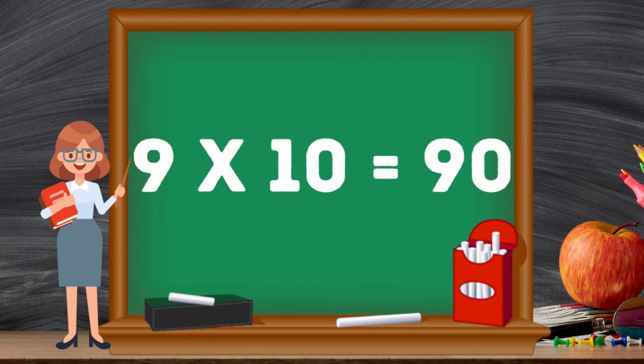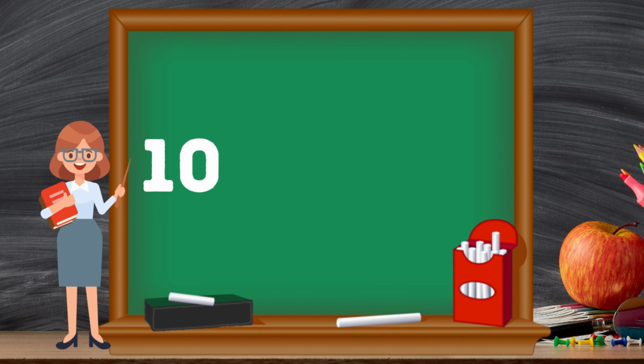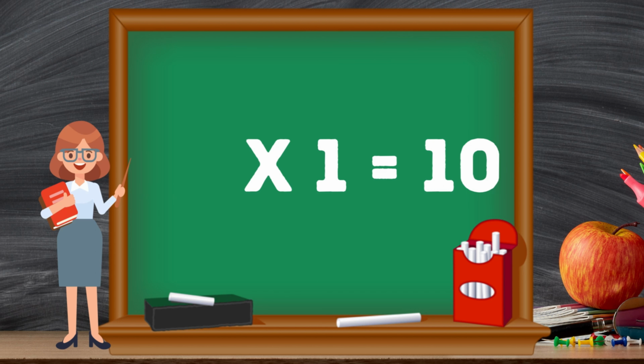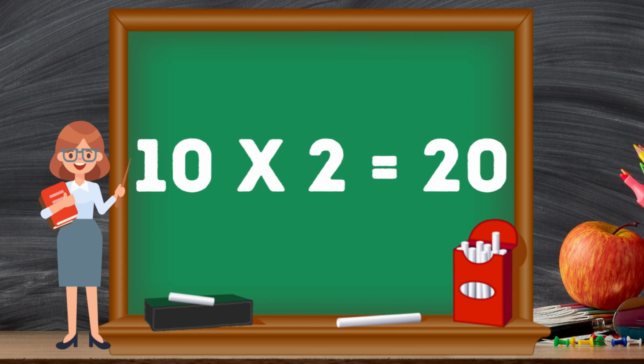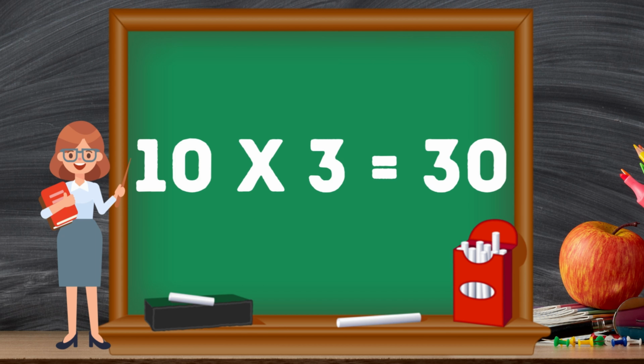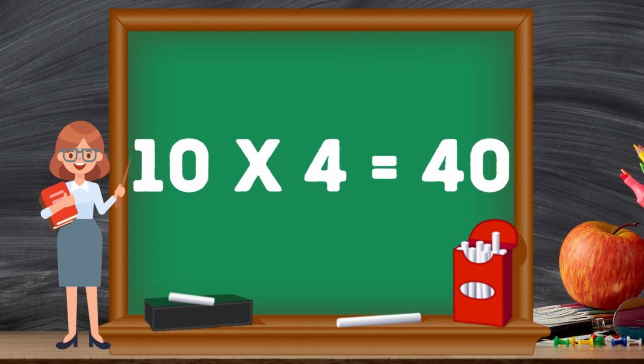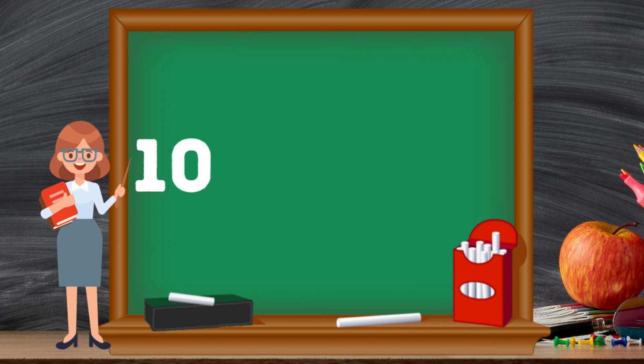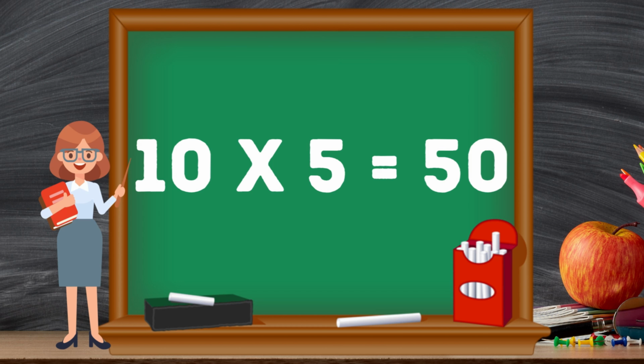Nine tens are 90. Ten ones are 10. Ten twos are 20. Ten threes are 30. Ten fours are 40. Ten fives are 50.